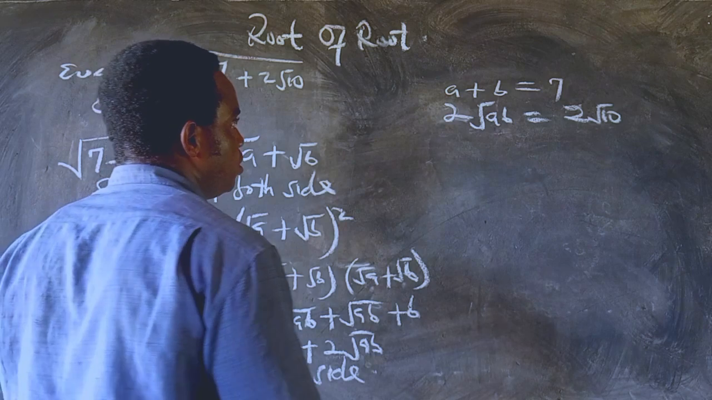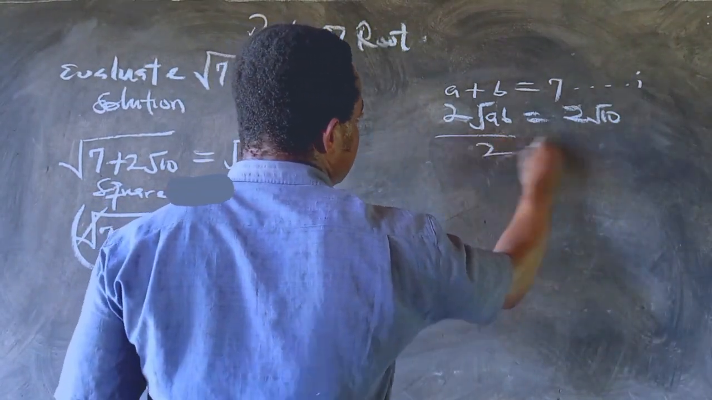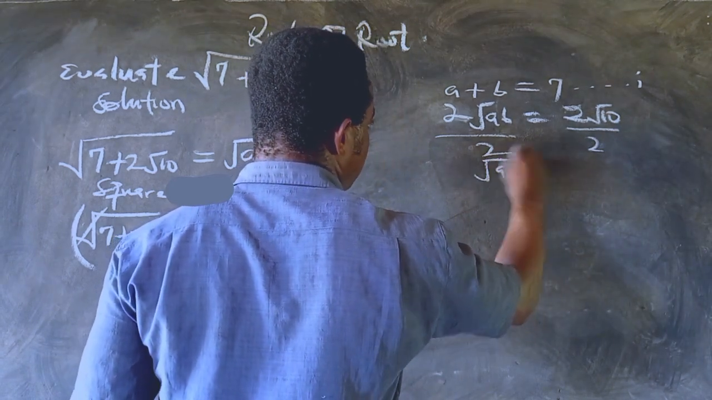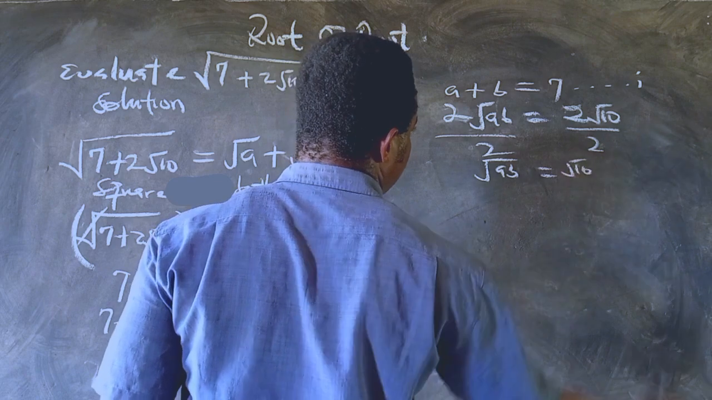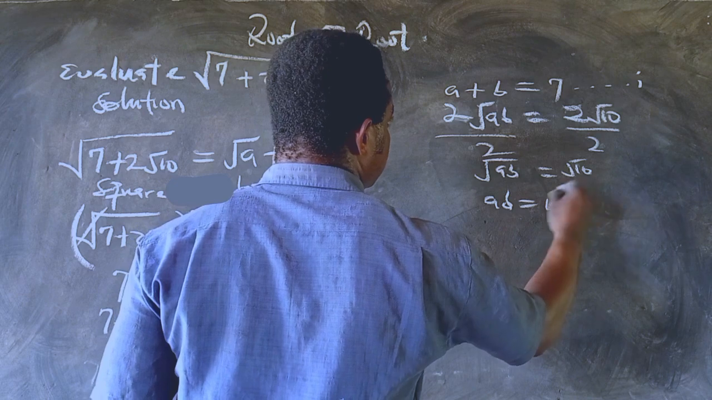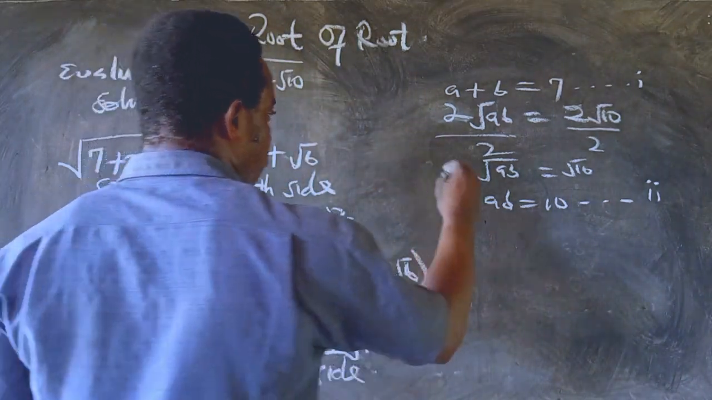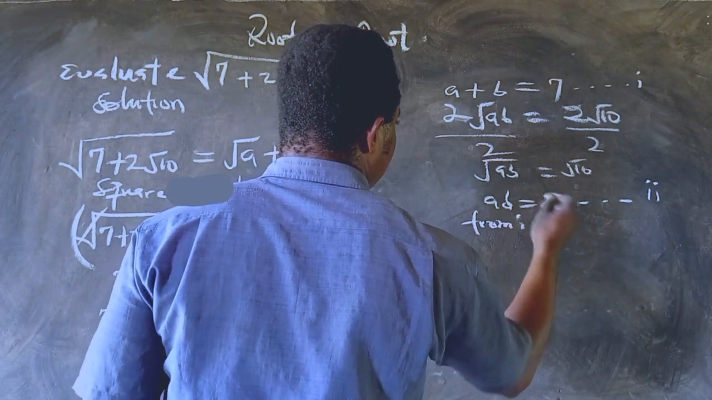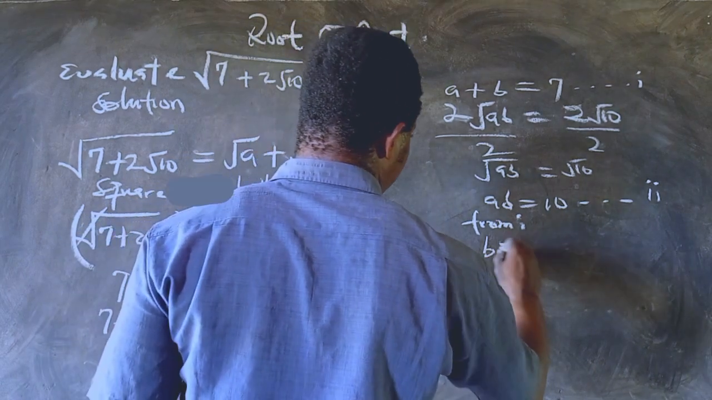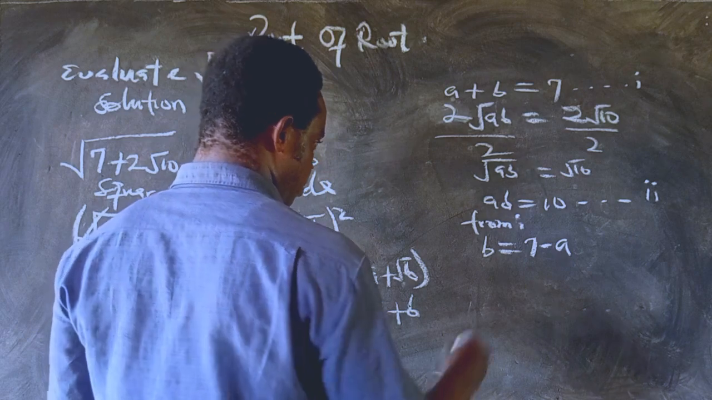So let us call this first one equation 1, and let's simplify this further by dividing both sides by 2. So we have square root of ab equals square root of 10, right? And if we square both sides, we have ab equals 10. Let's go on and call this 2. So at this point, let's go back to equation 1 and express b in terms of a. So we have b equals 7 minus a if we subtract a from both sides.